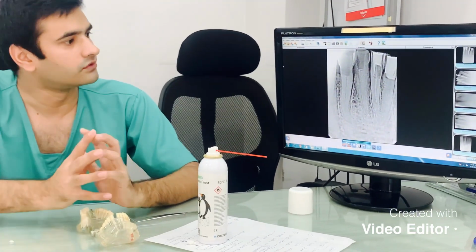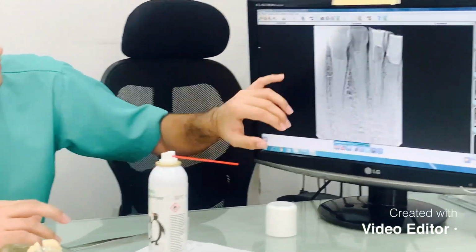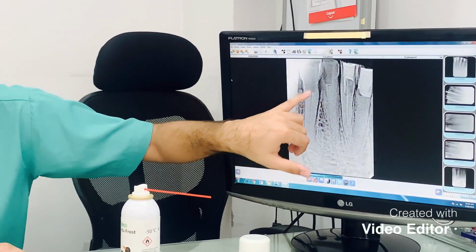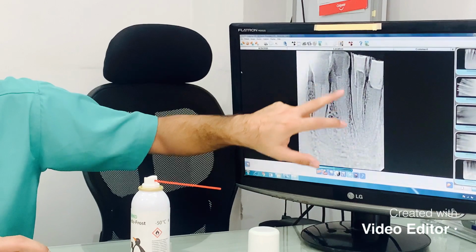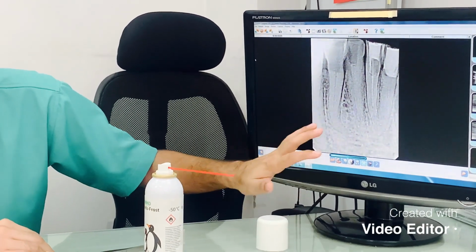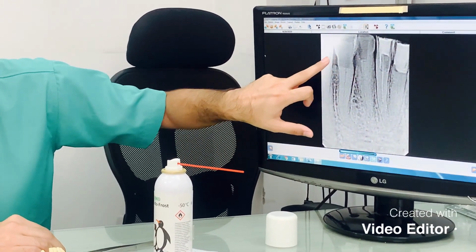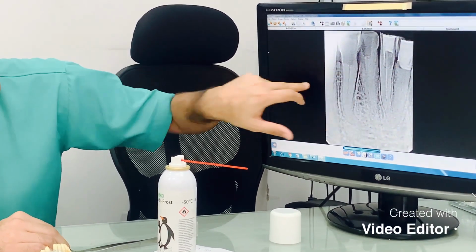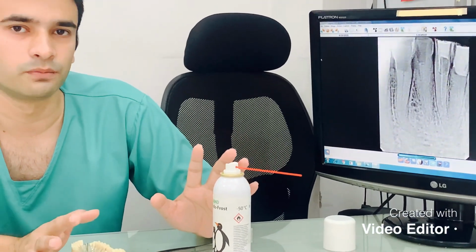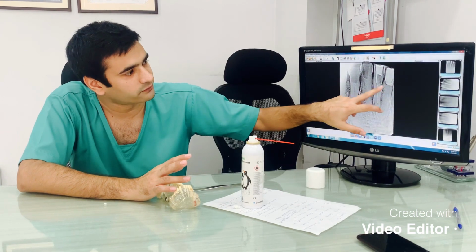Now look at this. This is a complete failure of diagnosis, I can say. What the dentist did is, I think some tooth was irreversibly inflamed, and without any proper diagnosis, the dentist opened all the teeth. I think around 5 to 6 teeth were open when I saw this patient, and there are also perforations present.